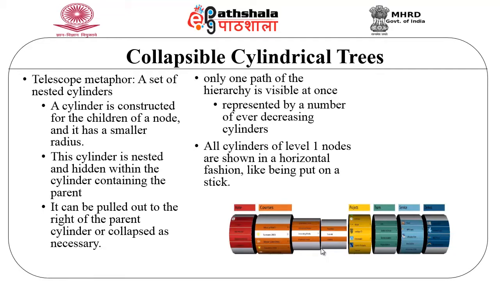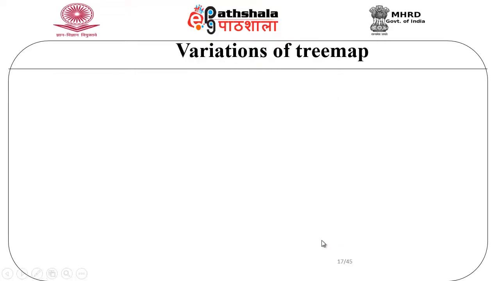These cylinders can be pulled out to the right of the parent cylinder, or they can be collapsed inside the parent cylinder, whichever is necessary. Only one path of the hierarchy is visible at a time, and it is represented by a number of ever decreasing size cylinders. All the cylinders of level 1 nodes are shown in a horizontal fashion, like being put onto a stick. So here we can see the various levels of cylinders with the various radii, which can be put inside one another. Thereby it is also called collapsible cylindrical trees.